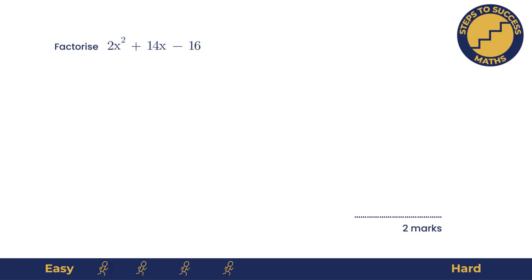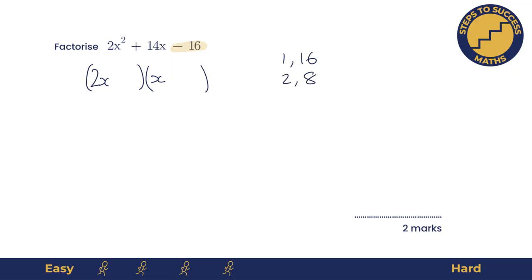Factorise 2x squared plus 14x minus 16. Okay, so double bracket, 2x and x. We need one positive and one negative because we've got a negative at the end. We don't know which way around that is yet. And we need 16. So 1 and 16 or 2 and 8, remembering one of them needs to be negative.